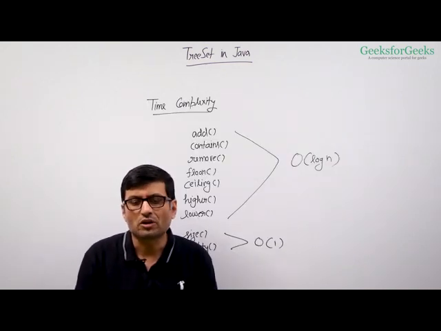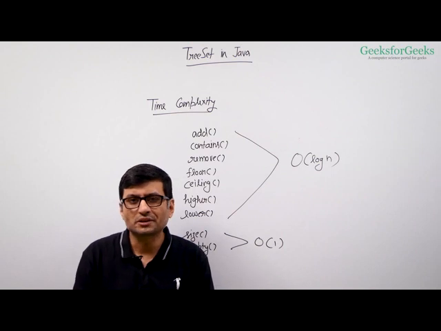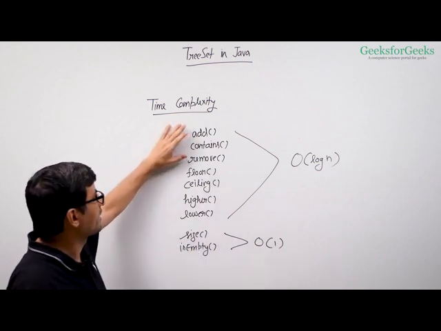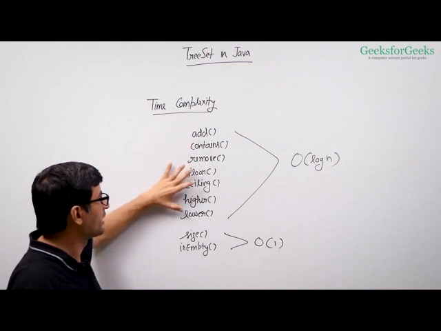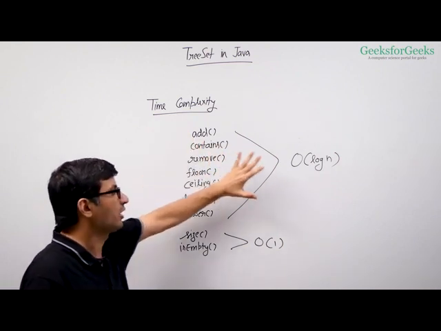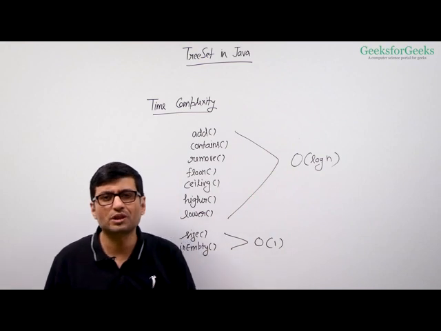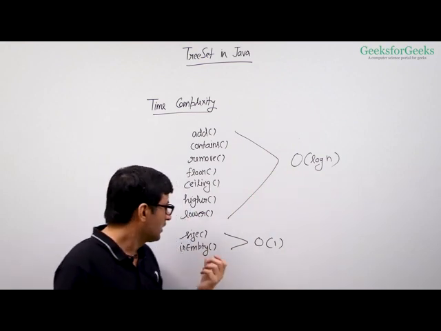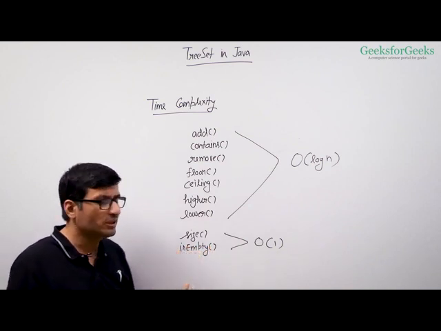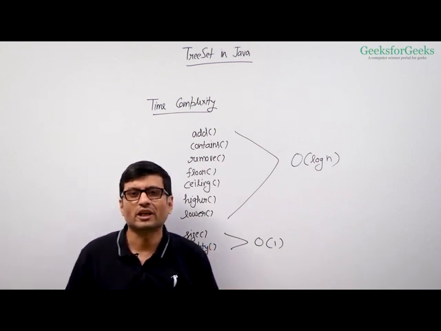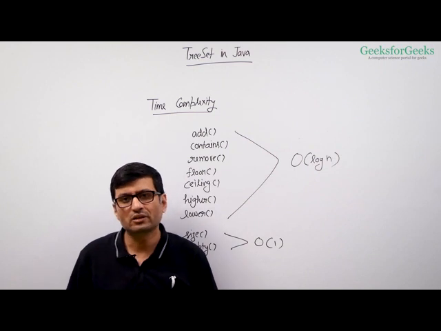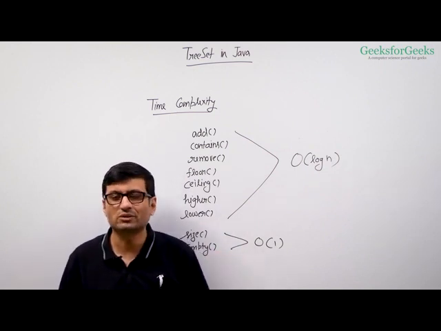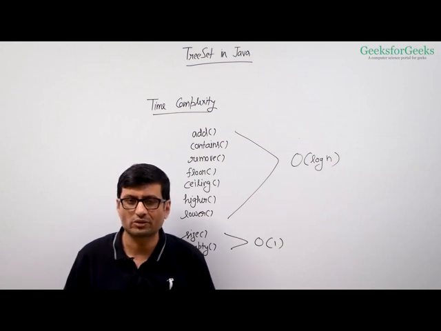Let us now talk about time complexities of different operations. Since it uses red-black tree, operations like add, contains, remove, floor, ceiling, higher, lower, they all are log n. We can always perform these operations in log n time in a red-black tree. And the operations like size, is empty, they are big O of 1. Because size is maintained internally in the container, so you can just get the value of size, and by getting the value of size, you can check whether the container is empty or not.